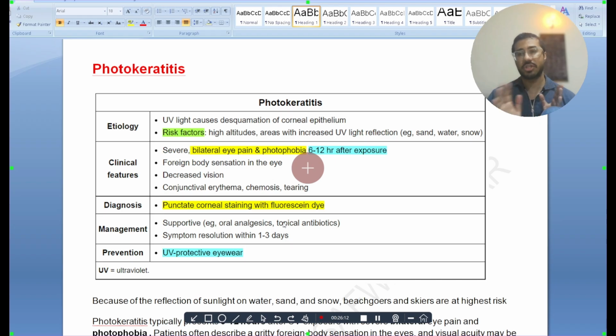The treatment is just supportive, and the symptoms would resolve as the corneal epithelium regenerates. So, what if they ask you what likely could have been done to prevent this?